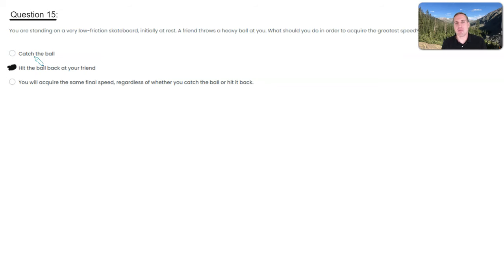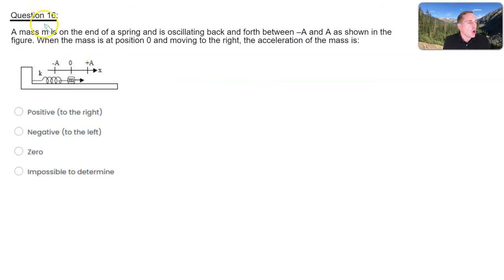Here's one last way to think about it, and this is just intuitively. If I stand on the skateboard and I hit it back, the idea is that I'm pushing off the ball to propel myself more quickly. If I catch the ball, my mass goes up. And if my mass goes up, then it's harder to move me. And as a result, I don't have as much of a speed change and momentum change. So indeed, based on one of those intuitive arguments, I hope that you know you should hit the ball back to your friend. Okay, hope that makes sense. Let's move on. Question 16.